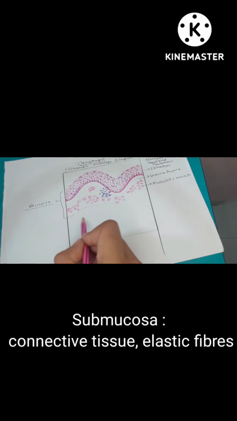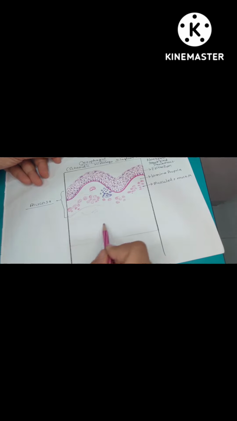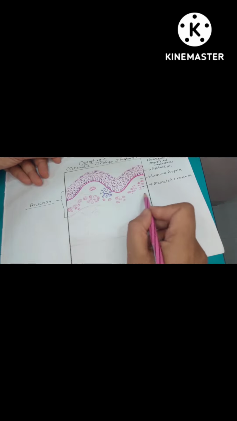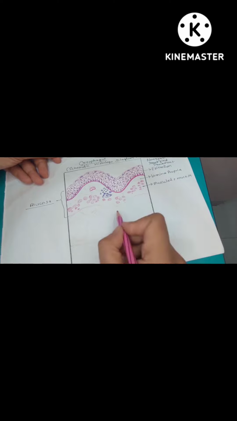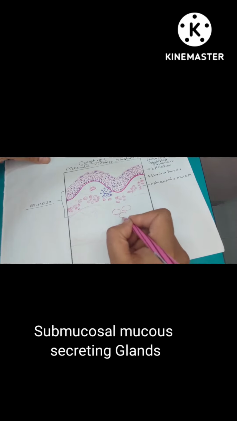Next layer of the esophagus, that is the submucosa. Submucosa shows the connective tissue, then elastic fibers, and inside this submucosa you will find submucosal glands.